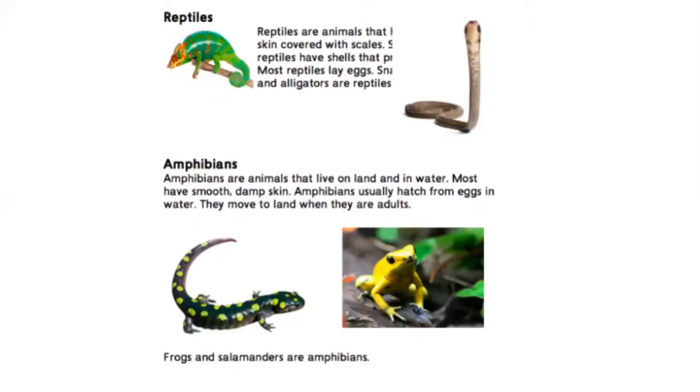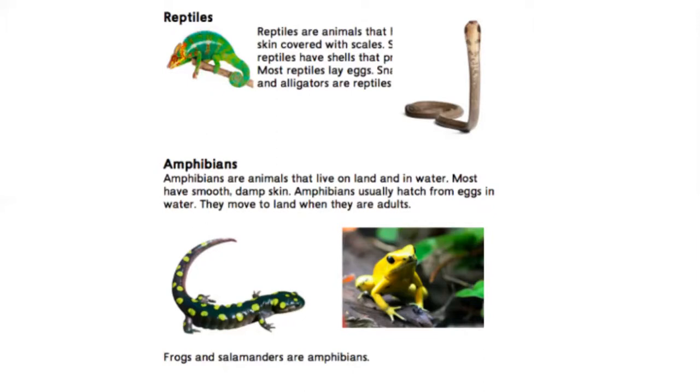Amphibians are animals that live on land and in water. Most have smooth, damp skin. Amphibians usually hatch from eggs in water, and they move to land when they are adults. So an example of an amphibian would be a frog and salamander.